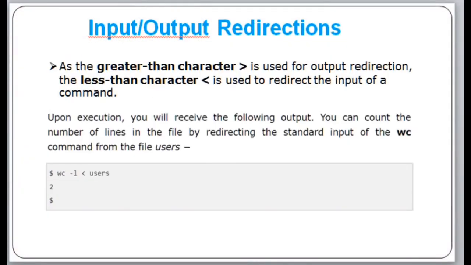Let's move on to our next slide there. So as the greater than character is used for output redirection, the less than character is used to redirect the input of a command. So upon execution, we will receive the following output. You can count the number of lines in the file by redirecting standard input of the word count command from file users. So we can actually go the other way. We can say send the info from users into the word count command. And it'll give you the count of that, okay? So we can actually flip the way those signs are redirecting stuff.